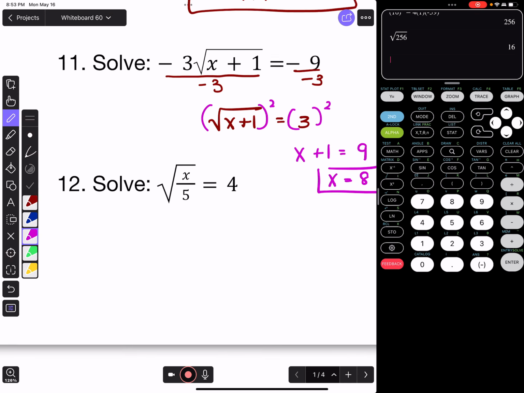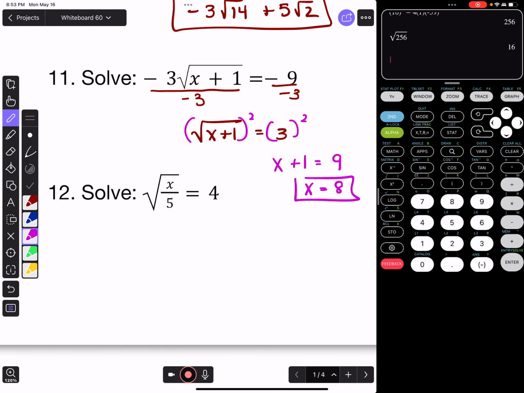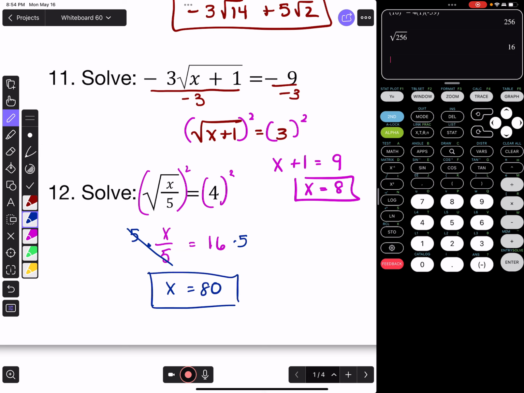Number 12 here. All we got to do, the radical is already by itself. We just have to square both sides. It gets rid of the radical, equals 16. And now, to get rid of that 5 down there, we'll multiply both sides times 5. Looks like that'd work if we put in an 80 right there. 80 divided by 5 is 16, and the square root of 16 is indeed 4.